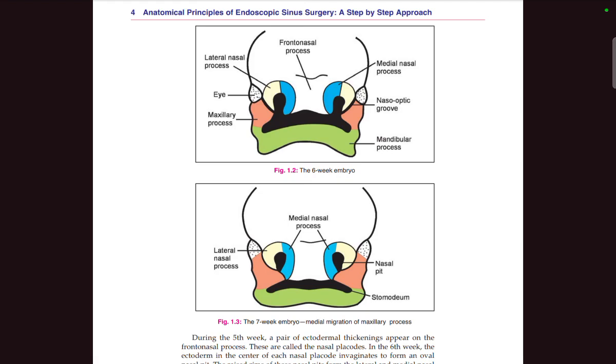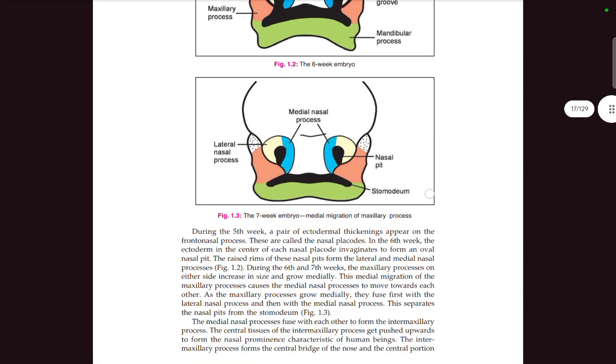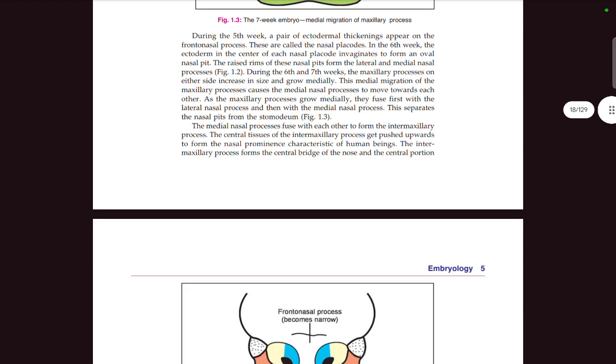Then the 7th week of embryo, that is the medial migration of the maxillary process. We have the medial nasal process, lateral nasal process, nasal pit and stomodium. During the 5th week, a pair of ectodermal thickenings appear on the frontonasal process. These are called nasal placodes.